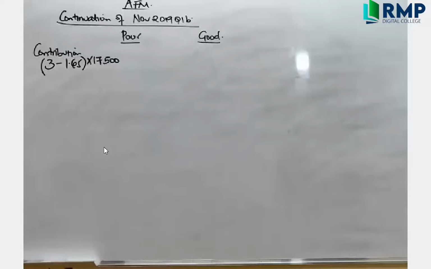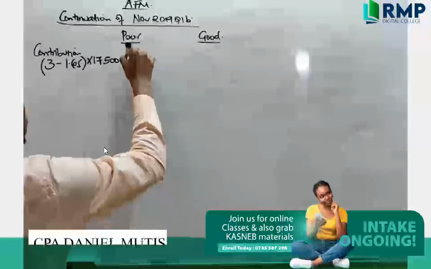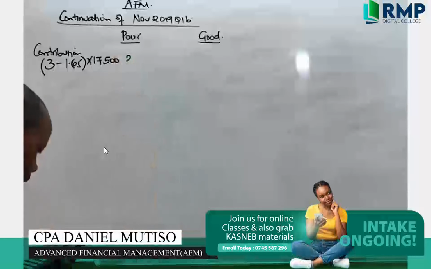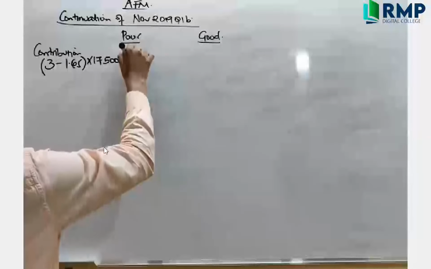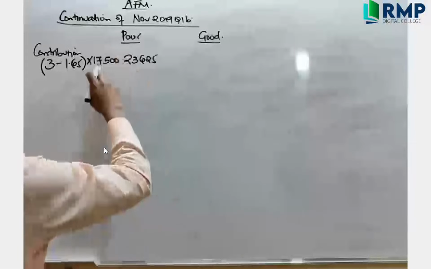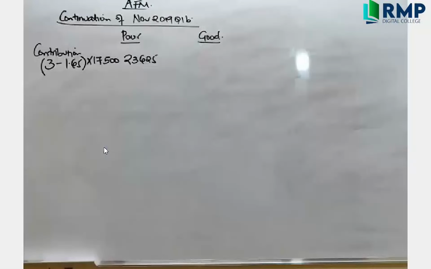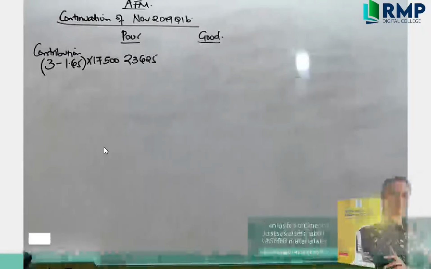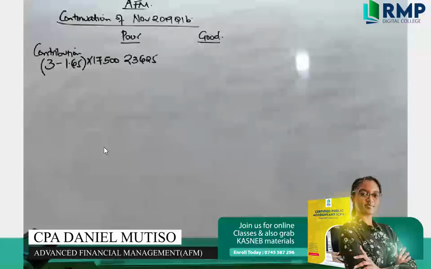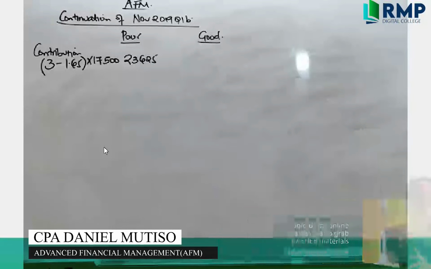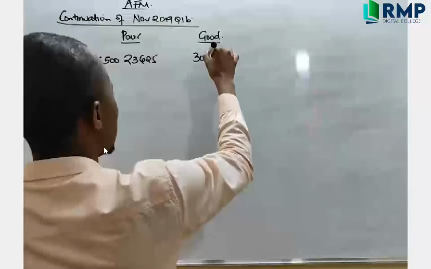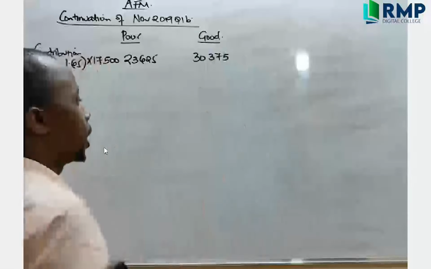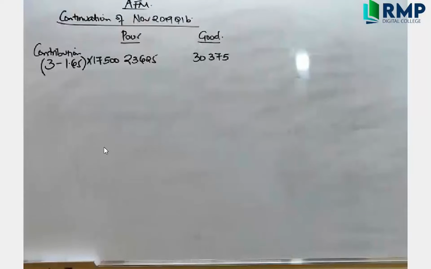3 minus 1.65, I multiply by 17,500. How much are we getting here? 23,625. Right. Then the other one, for good, we are selling how many units? We are selling 22,500. So I take 3 minus 1.65, I multiply by 22,500. You're going to be getting 30,375. Right. Then after we do that, let us list our fixed cost.